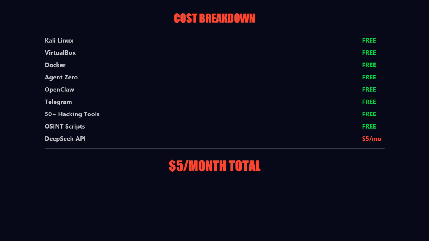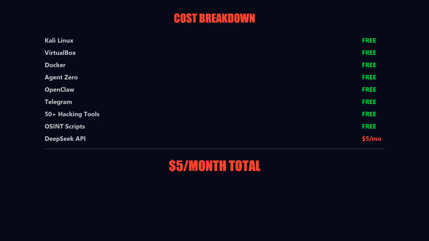Let's talk money. Because this is the part that blows people's minds. Professional penetration testing tools? Hundreds to thousands per year. Burp Suite Pro's $449. Cobalt Strike? Don't even ask. Cloud AI APIs like GPT-4. $20 a month minimum, and it won't even run hacking commands for you.